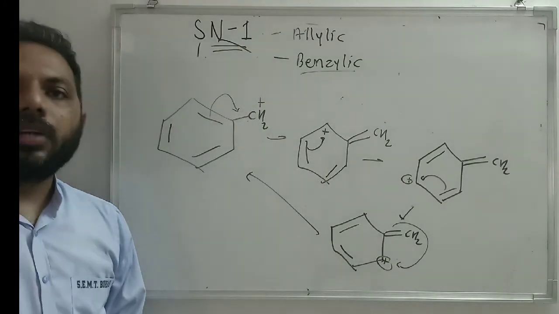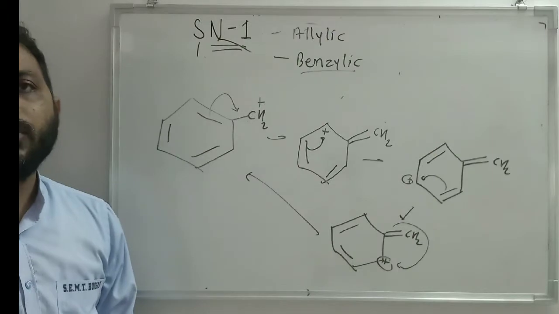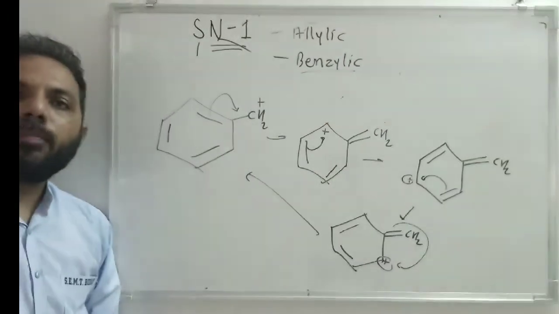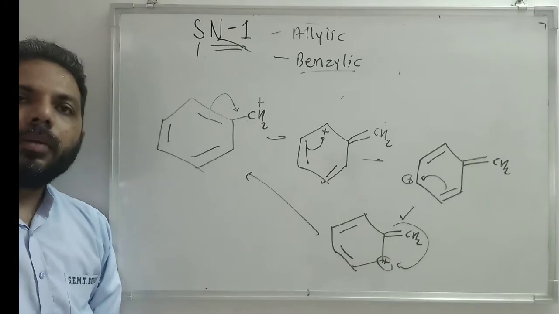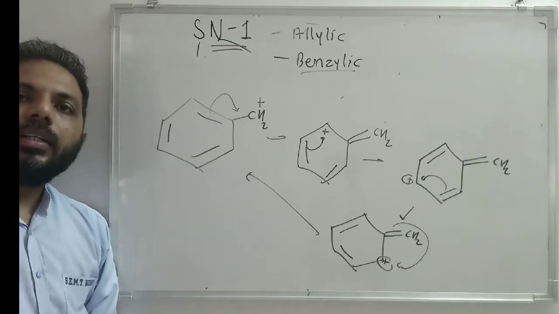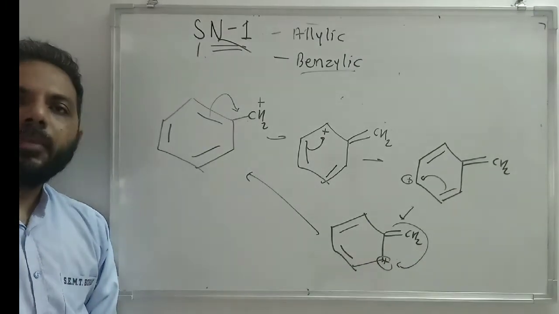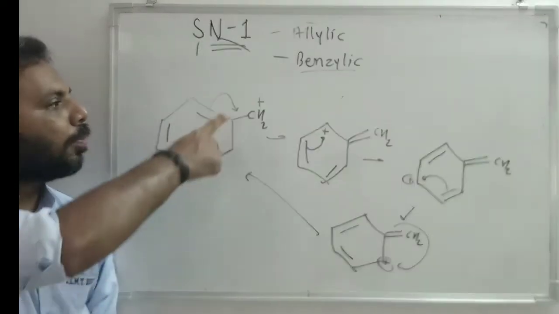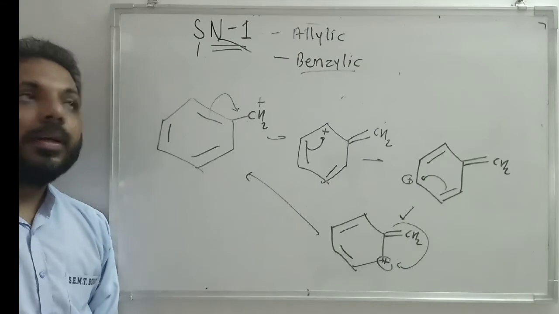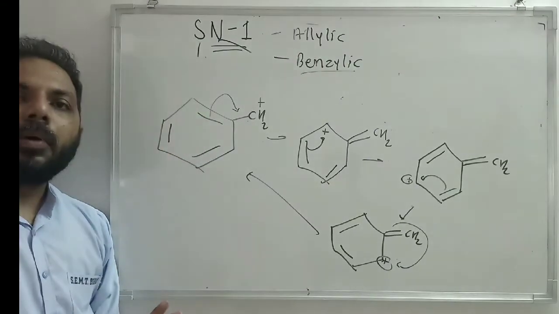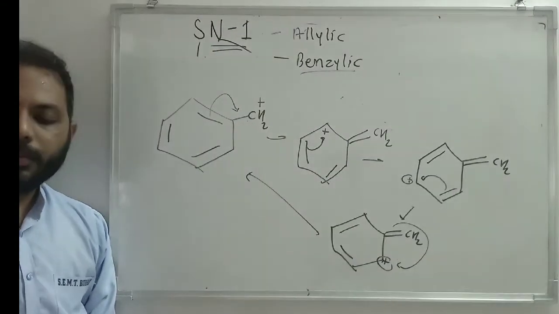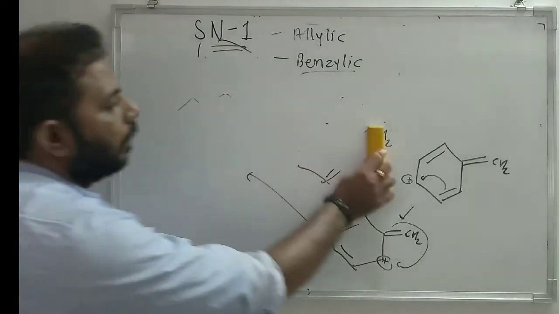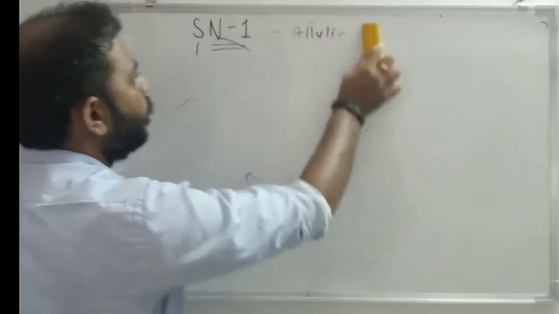Because of this resonance stabilization, benzylic compounds are more reactive. So in case of SN1, allylic and benzylic compounds are more reactive. The main reason is they undergo resonance, and because of resonance, as we know, there is more stability. So because of resonance stability, benzylic and allylic compounds are more stable. Okay, now we'll discuss some examples.